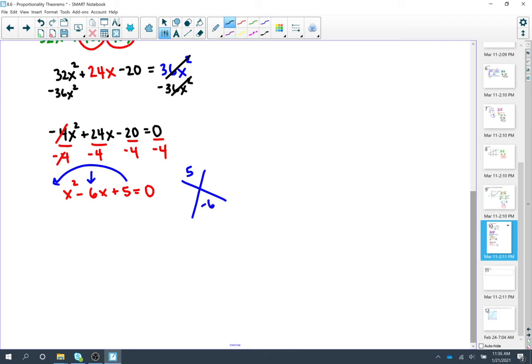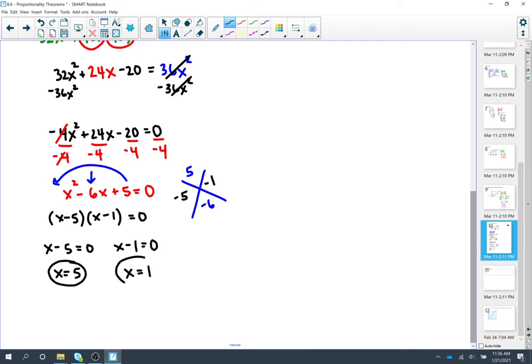So if I multiply to 5, that's 5 times 1, but I need to add to negative 6, so I have to make them both negative. That's going to factor into an x minus 5 times an x minus 1, and then don't forget your zero product property. So x minus 5 equals 0, and x minus 1 equals 0. I add 5 to both sides, so we get x equals 5. I add 1 to both sides, so we get x equals 1.